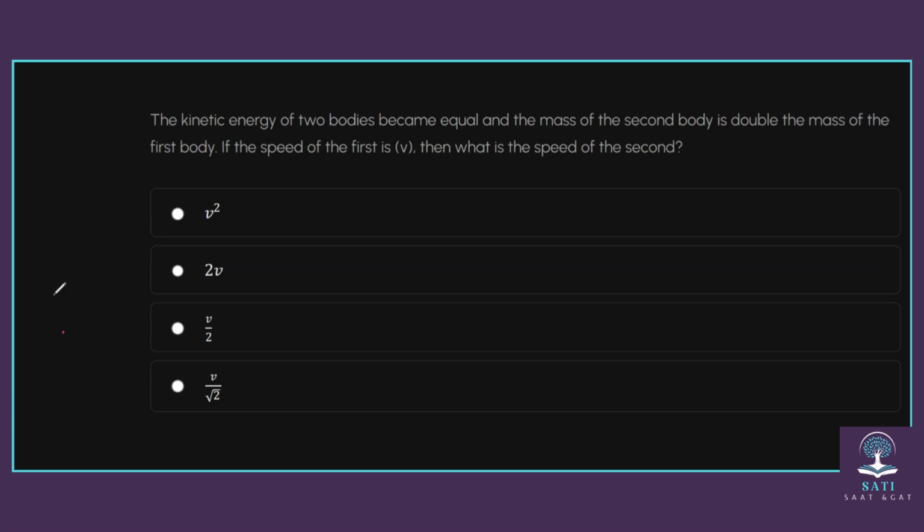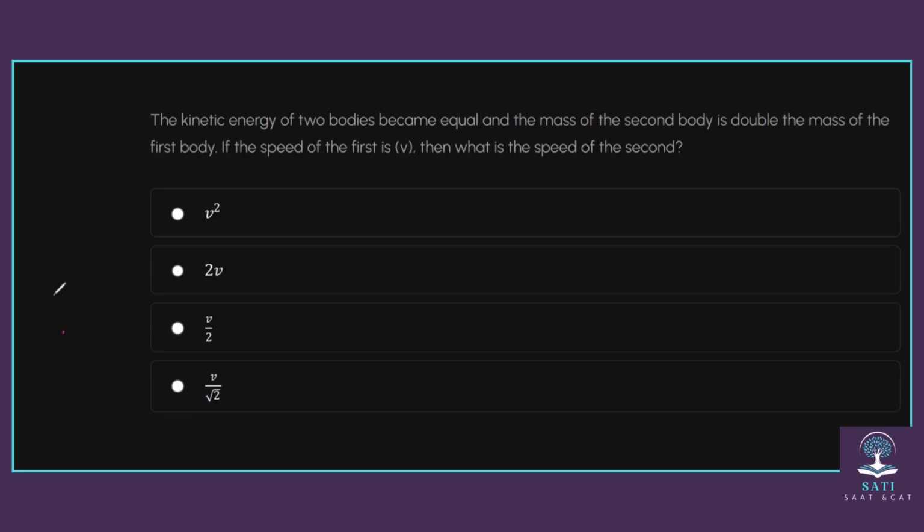The kinetic energy of two bodies became equal, and the mass of the second body is double the mass of the first. If the speed of the first is v, then what is the speed of the second? Okay, no numbers here are given, but we know what they are talking about.